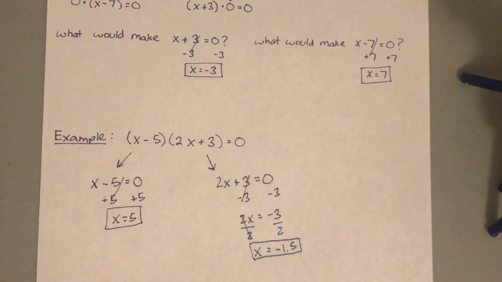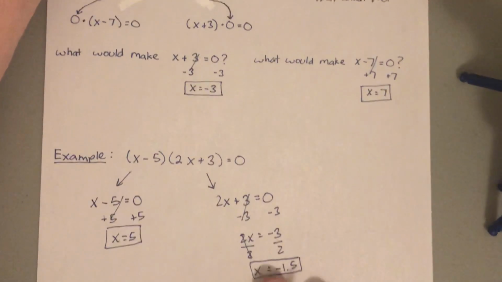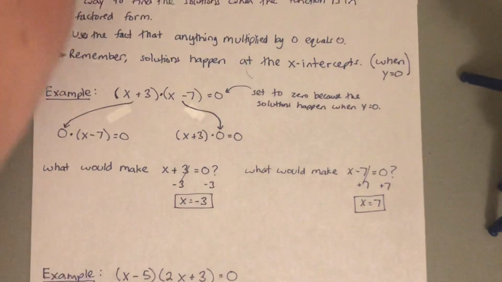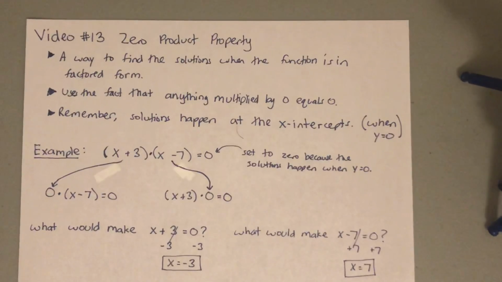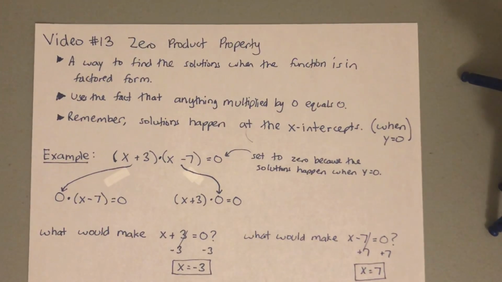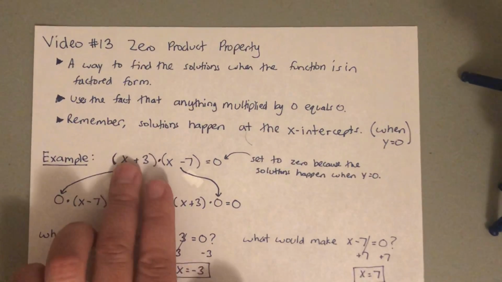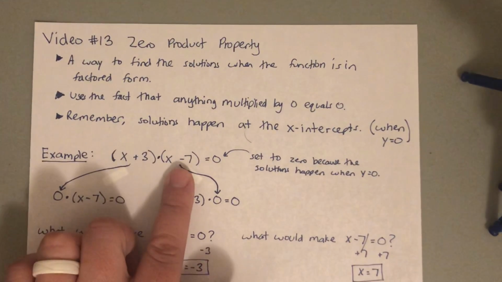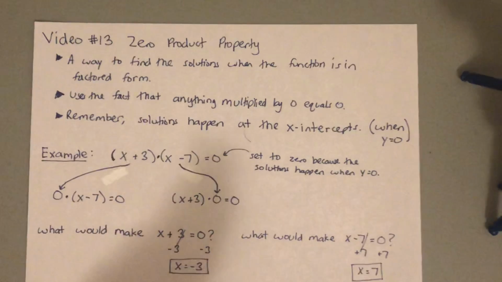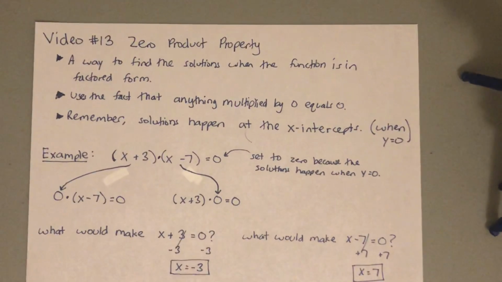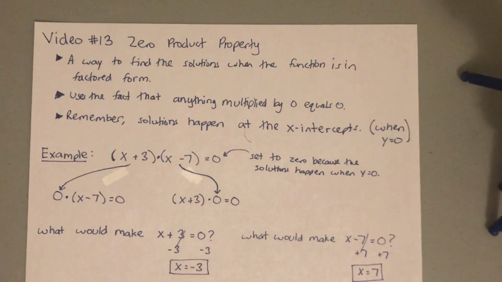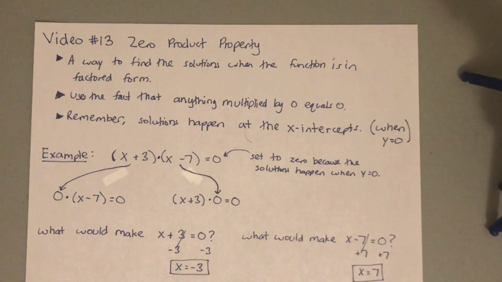So using the zero product property is a really nice way to solve or to see what the solutions are when the function is in factored form. A lot of times you can do it quickly. You can probably do it in your head. Like for example up here, well, I know that negative 3 would make that 0 and a positive 7 would make that 0. So the two solutions are negative 3 and 7. You can do it pretty quickly like that, which is nice. So yeah, if the function is in factored form, use the zero product property to find the solutions.